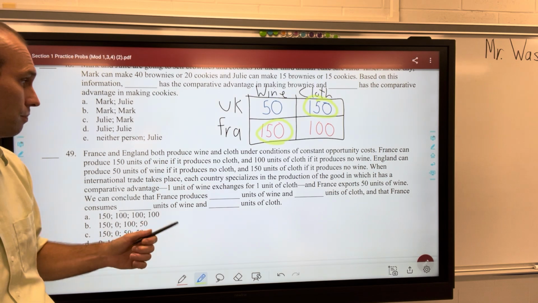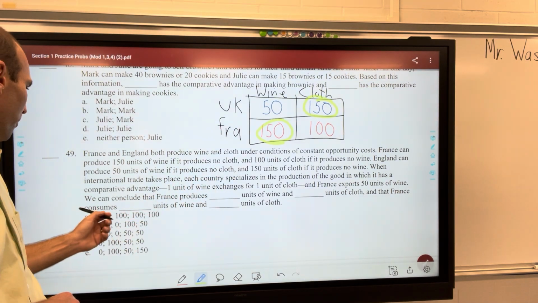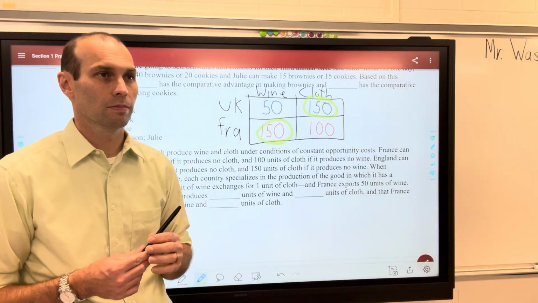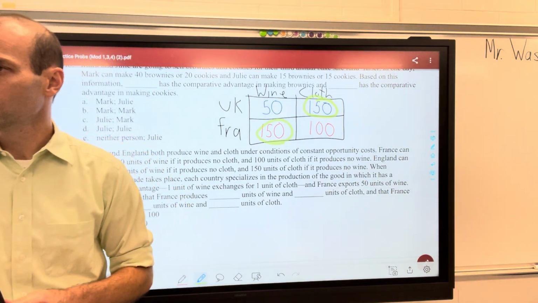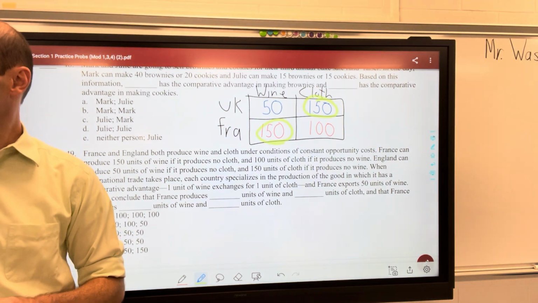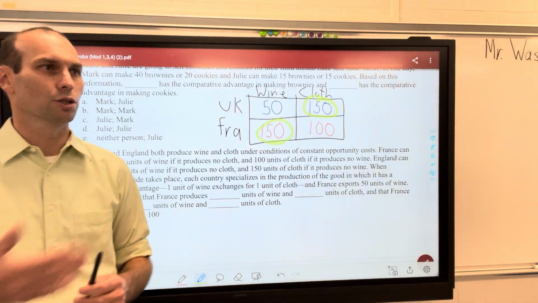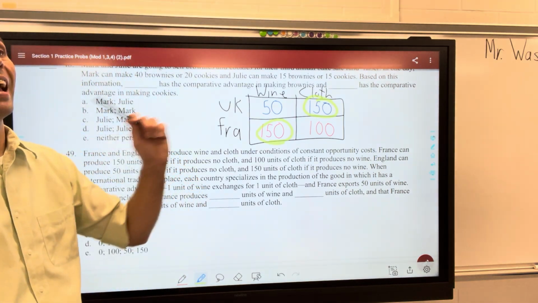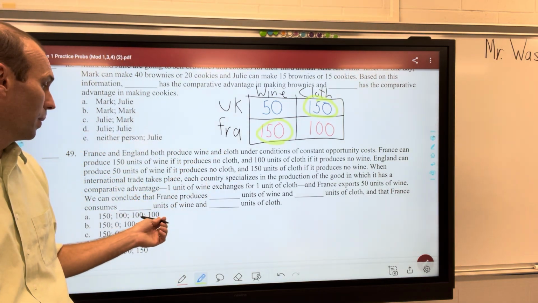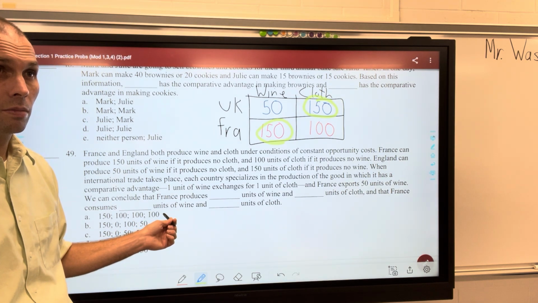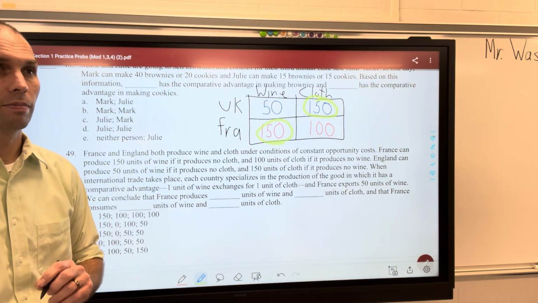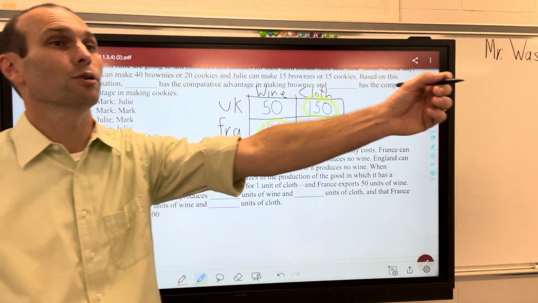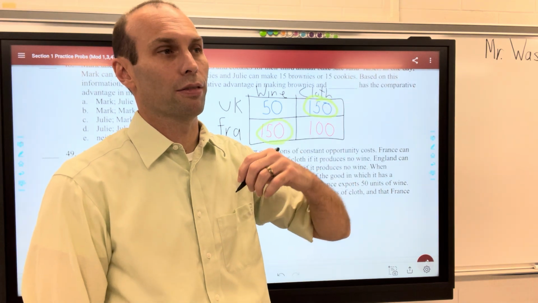But next, it says, and France consumes how much wine? How much wine can France consume now? 100. How do you know? 150 minus the 50. Yeah, they exported 50. So can you consume something you exported? No, you cannot. So they export 50 units. So they can consume how much wine? 100. And how much cloth? 50. They exported 50 units of wine. That means they received how much cloth? 50.